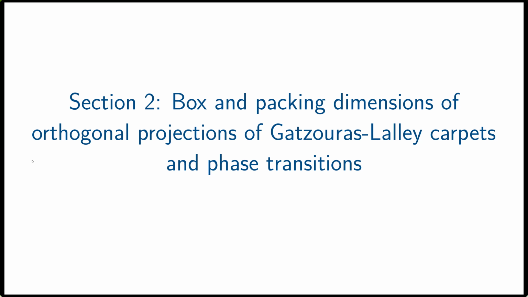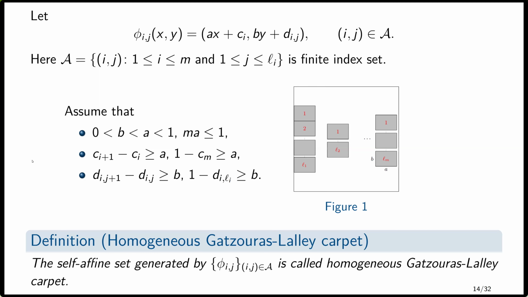And for the rectangles in different columns, this assumption ensures that the interiors of those rectangles are disjoint. And then we iterate infinitely many times, we get a self-contained set, and this self-contained set is called homogeneous Gatzouras-Lalley carpet. Why is it called homogeneous? Because every rectangle has the same size, so it is A by B.